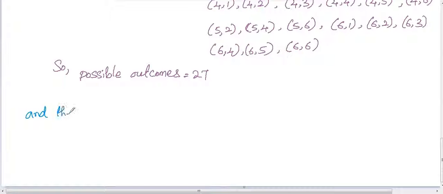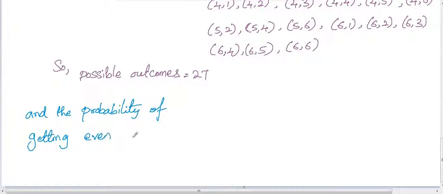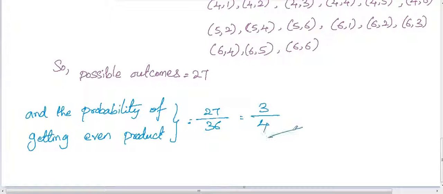And the probability of getting an even product is the favorable outcomes divided by total outcomes. Favorable outcomes are 27, and the total outcomes are 36. So 27 and 36 can be divided by 9, so we will get 3 by 4. So the probability of getting an even product is 3 by 4.